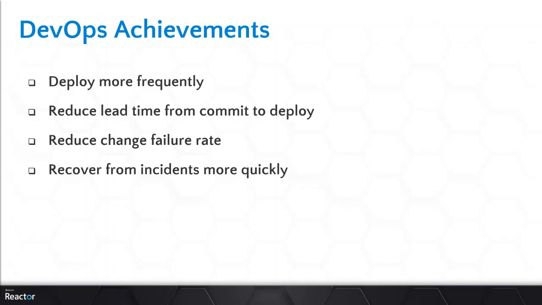And what are the achievements of DevOps? When we set up a DevOps team within an organization, within a project, or within a portfolio, we are able to deliver frequently. We are able to deploy our code frequently so that our stakeholders, it could be end users, it could be internal stakeholders, get value.